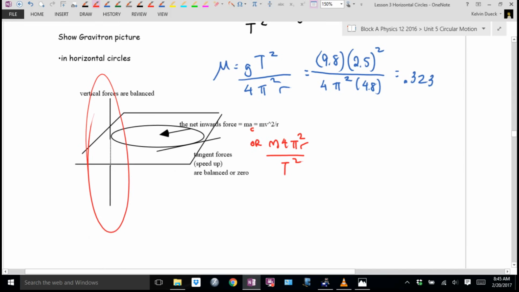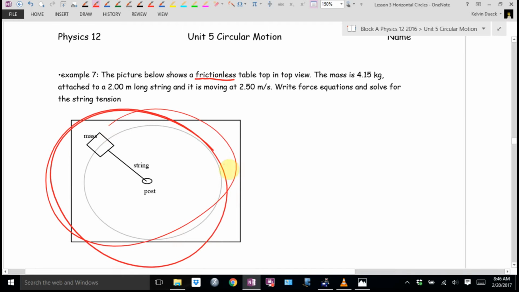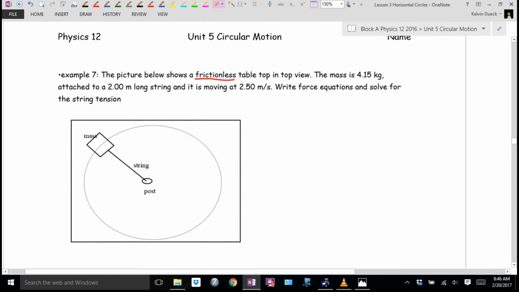Okay. A couple more examples here. The picture below, turn the page, shows a frictionless table in top view. The mass is 4.15 kilograms and it's attached to a 2-meter long string. The mass is moving at 2.5 meters per second. So I guess it's spinning, and the table's made of ice, so the mass is spinning around at a constant speed. It says write force equations and then solve for the string tension.